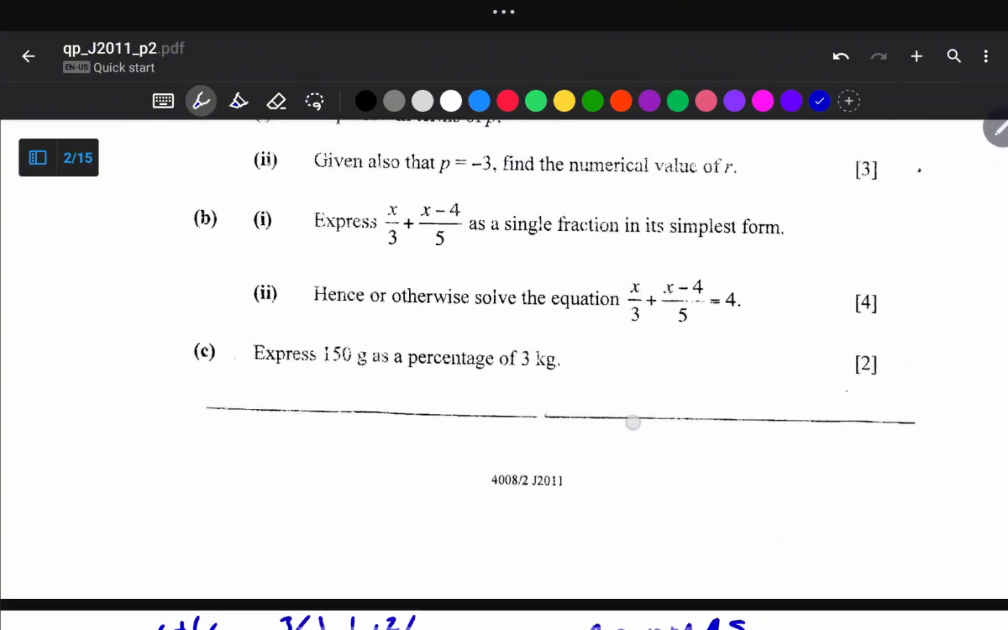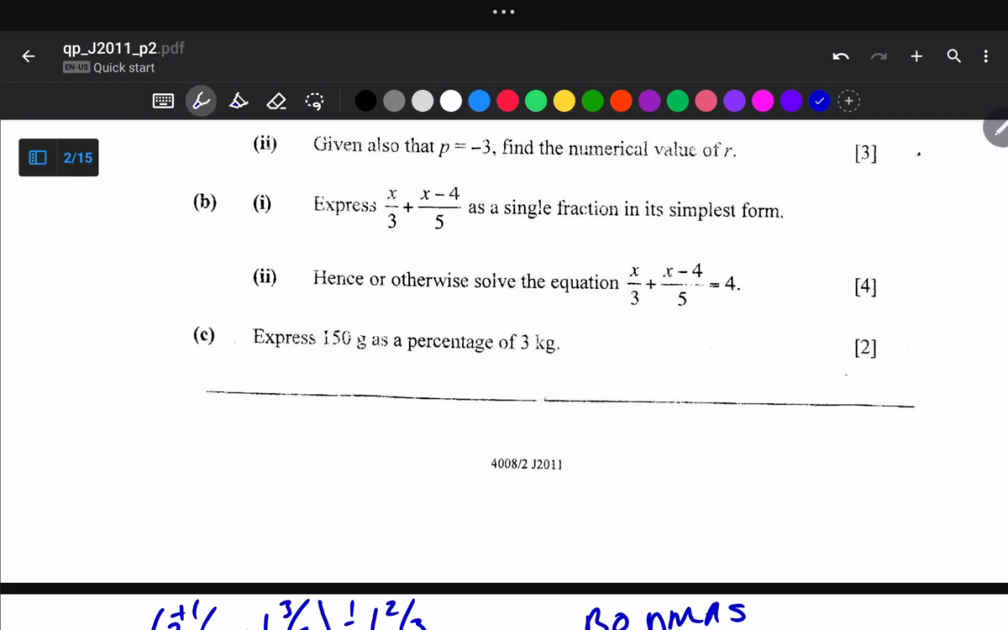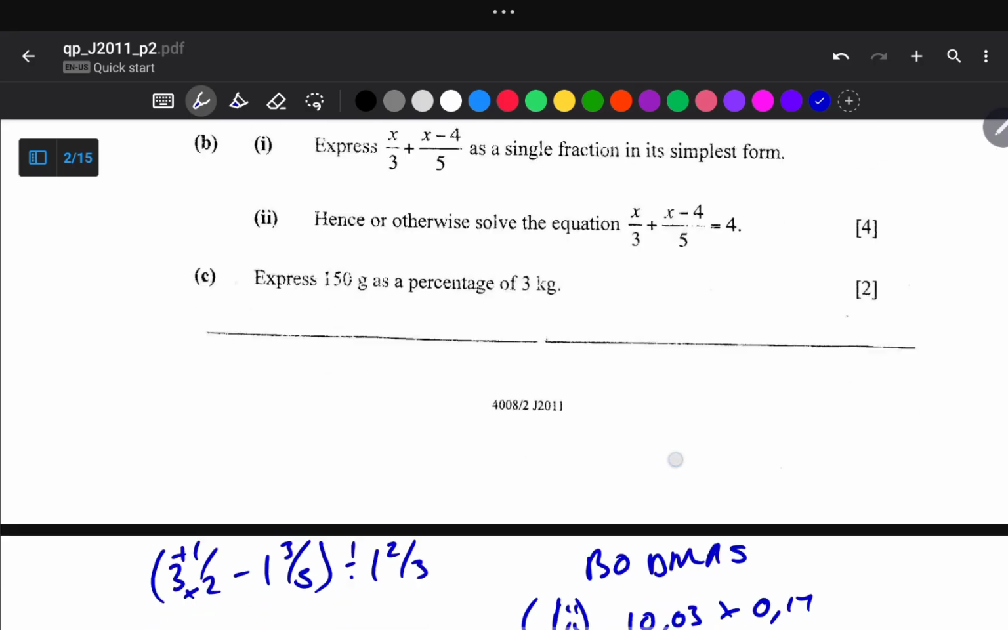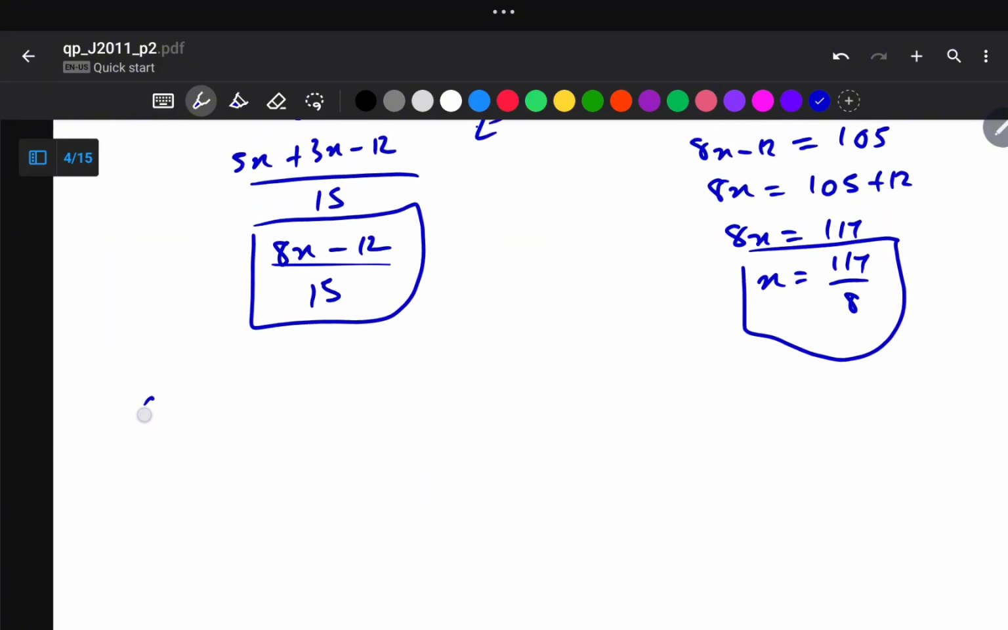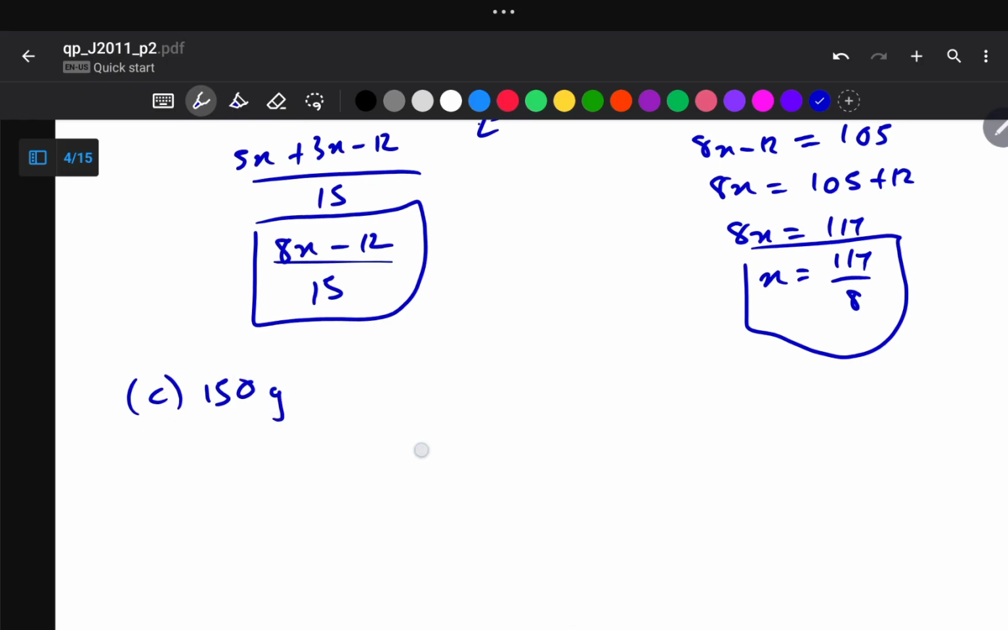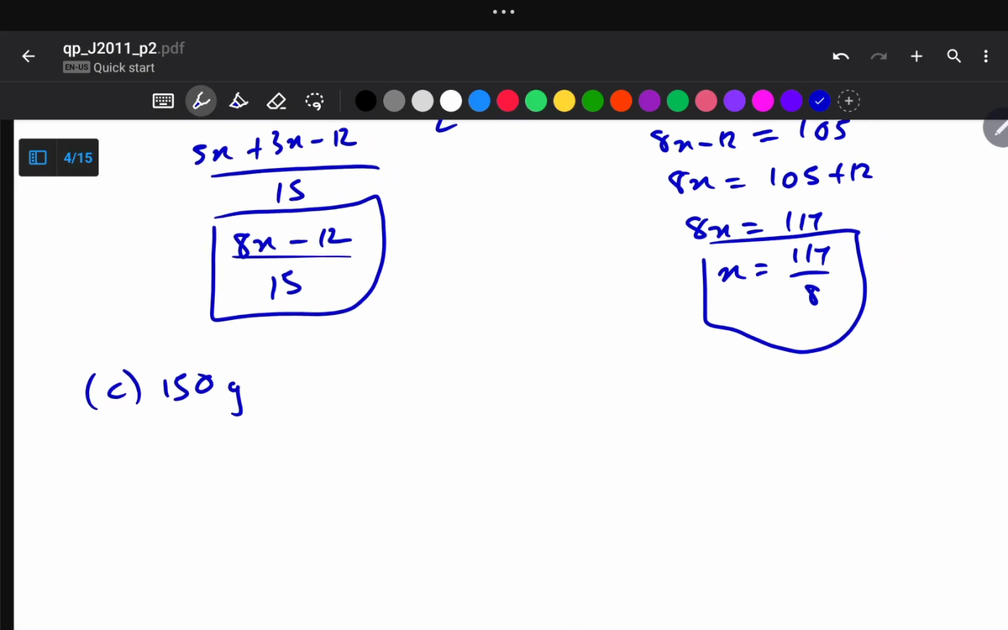And then the last part of our question number 2 says express 150 grams as a percentage of 3 kg. So we are given 150 grams. So we need to convert this as a percentage of 3 kg. So either we can convert 150 grams into kg, or we can convert 3 kg into grams. So let us try when we convert 150 grams into kg.